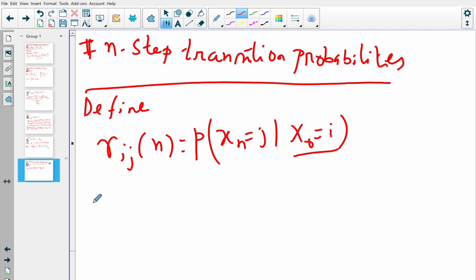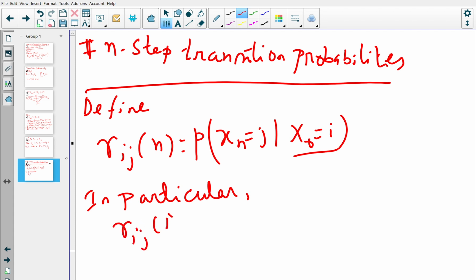In particular, you see that Rij of 1 equals Pij. Similarly, Rij of 2 equals Qij, what I just proved so far.